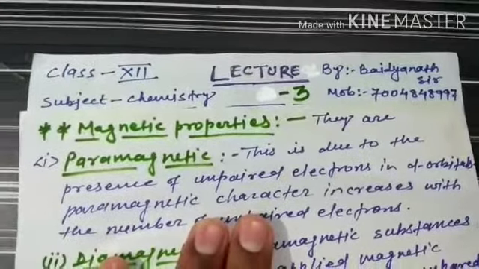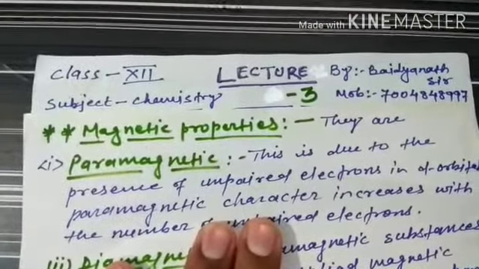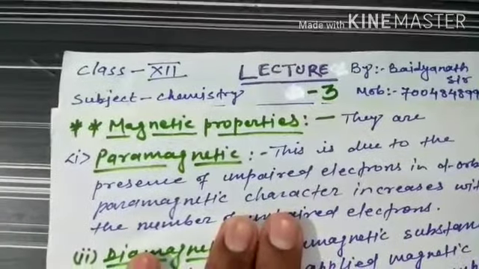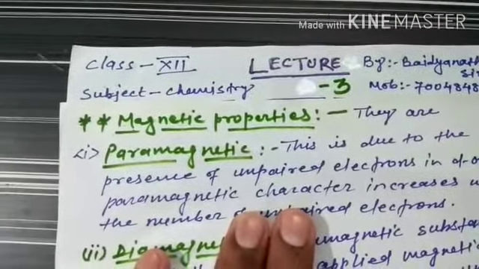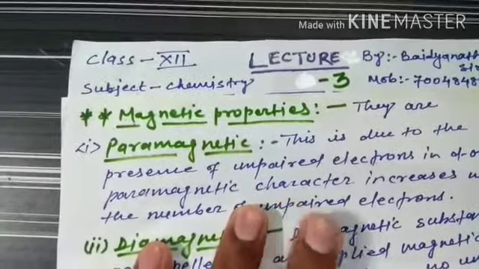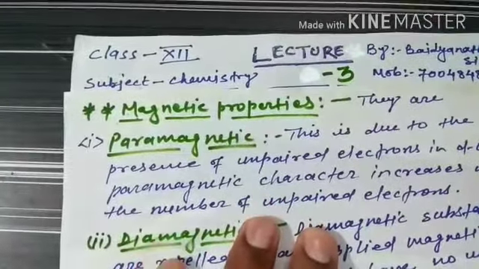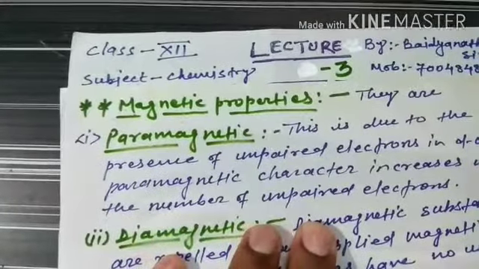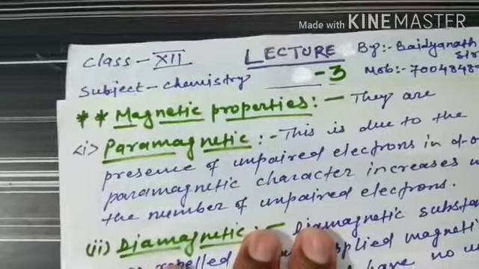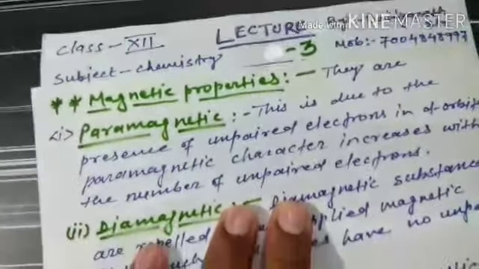This is lecture 3 of d and f block elements for class 12. Magnetic properties of d and f block elements.